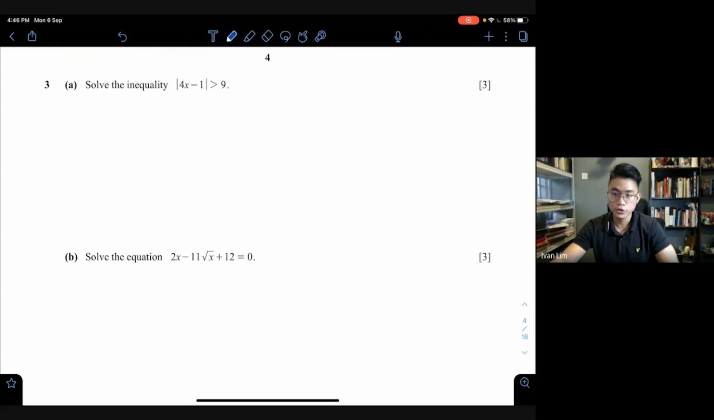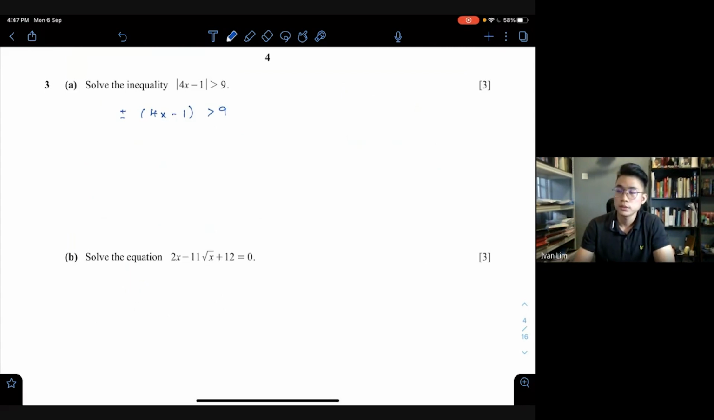Okay, question 3a, solve the inequality modulus 4x minus 1 more than 9. So this one was the question on modulus that I always ask you all to take note of. You all don't just throw your plus minus straight away to the right hand side because of the inequality and how negative will affect the inequality sign. Okay, so how do we do this? You start your inequality from the left hand side instead of straight away throwing it, which is what you all like to do, throwing it to the right hand side. Start like this.